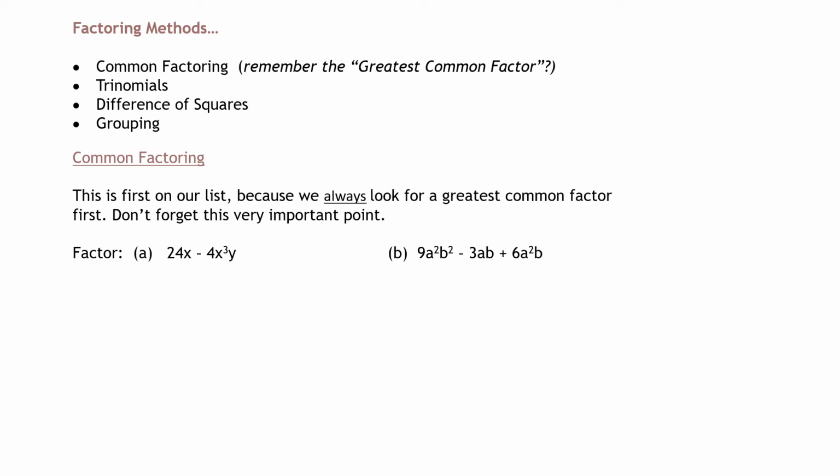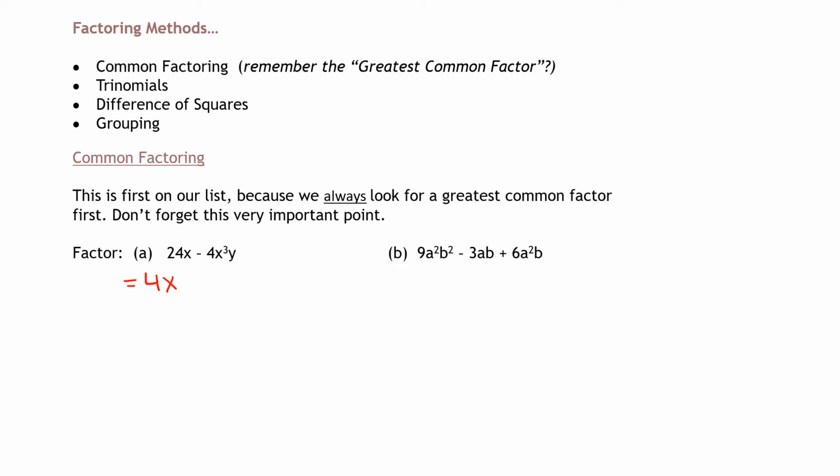So we look at the numbers first. We've got a 24 and a 4. So the greatest common factor for a 24 and a 4 is a 4. Now we look at the x's. We've got an x to the power of 1 in the first one and x to the power of 3 in the second, so they can each have an x divided out. And y's, no, we can't take any y's because there's no y's here. It's got to be common, right? Common to both, and that's not, so we can't take any y's out.